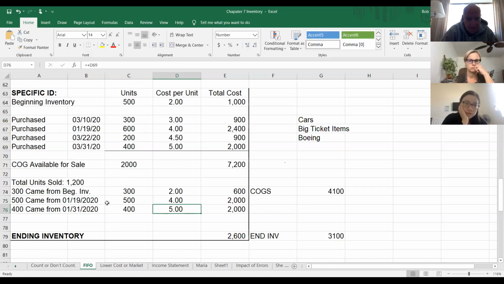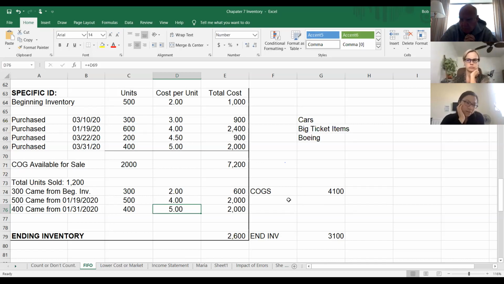Okay. And then 400 came from the purchase of the 31st. So our cost of goods sold is this number, 4,100, subtract from the 72 equals the 31. What do you think, Kate? Does that make sense? Yep, that makes sense. See what they're doing, Callie? They're telling you exactly where it came from, right?